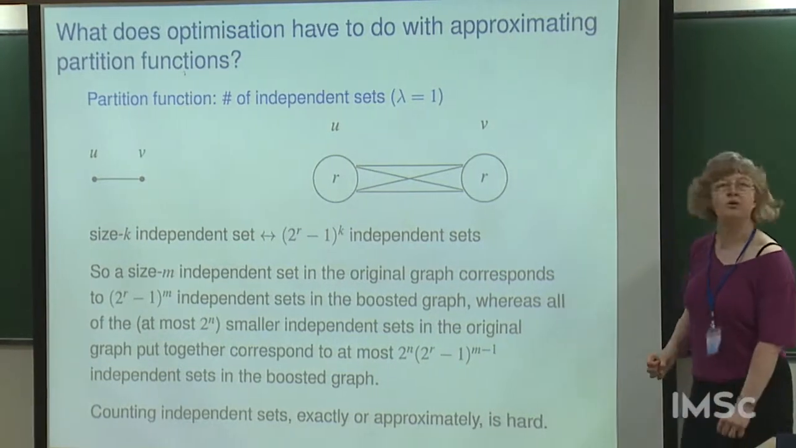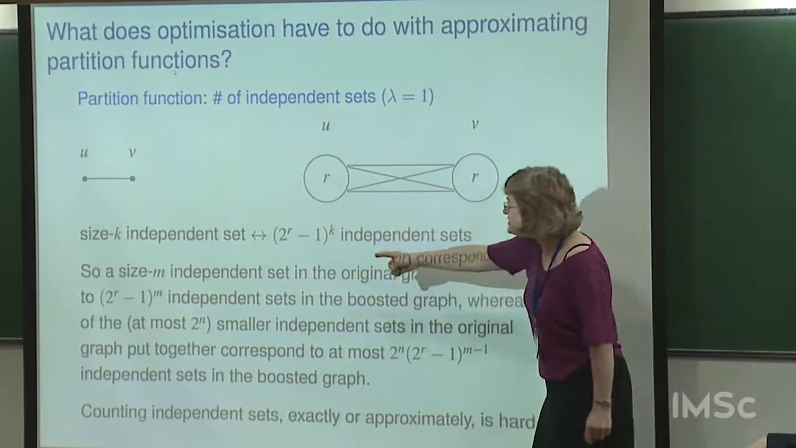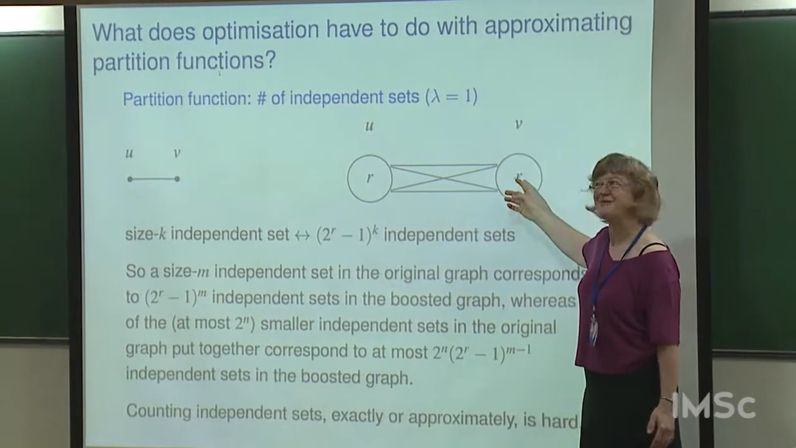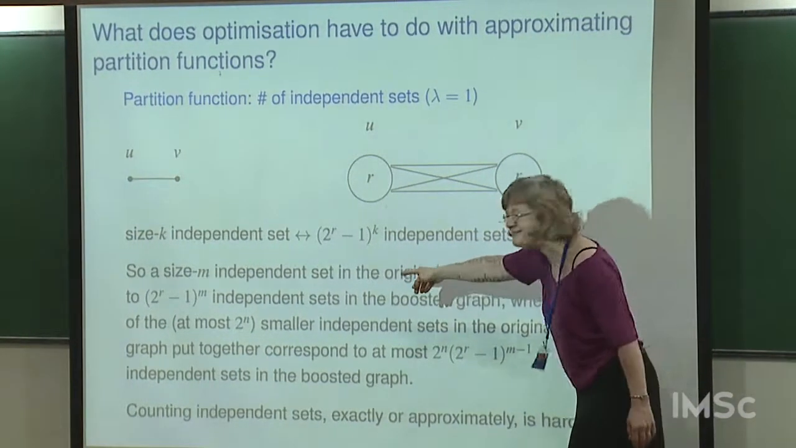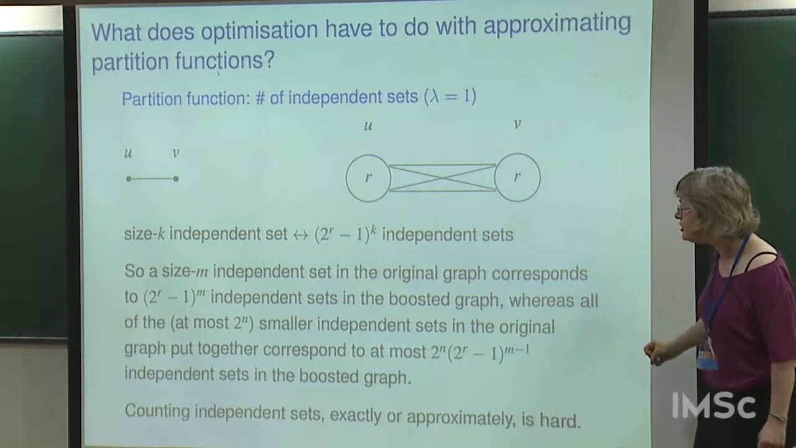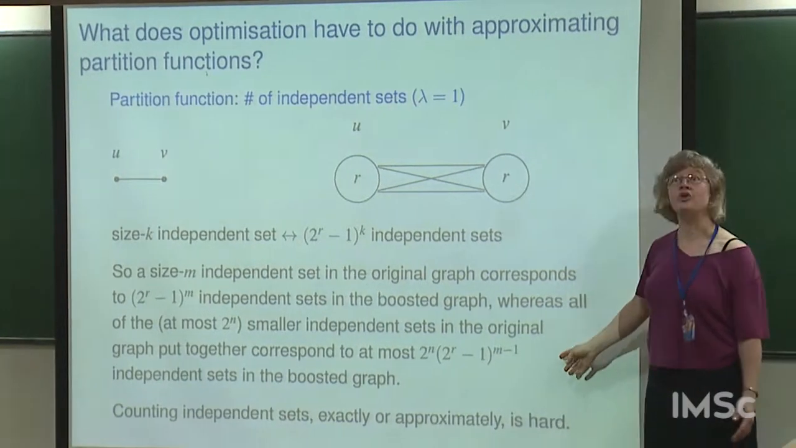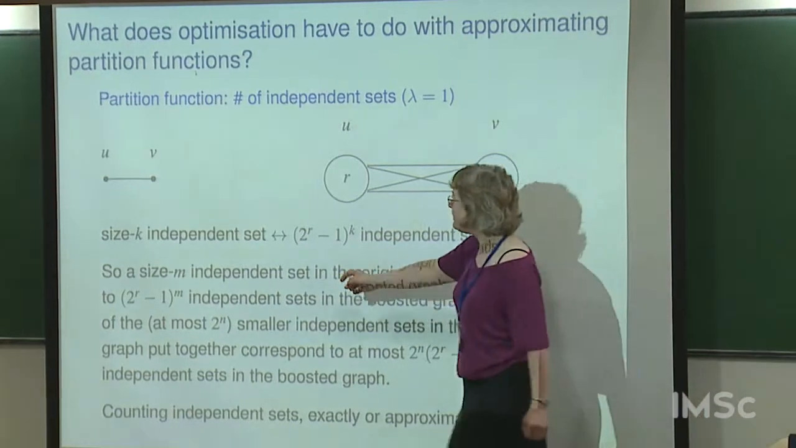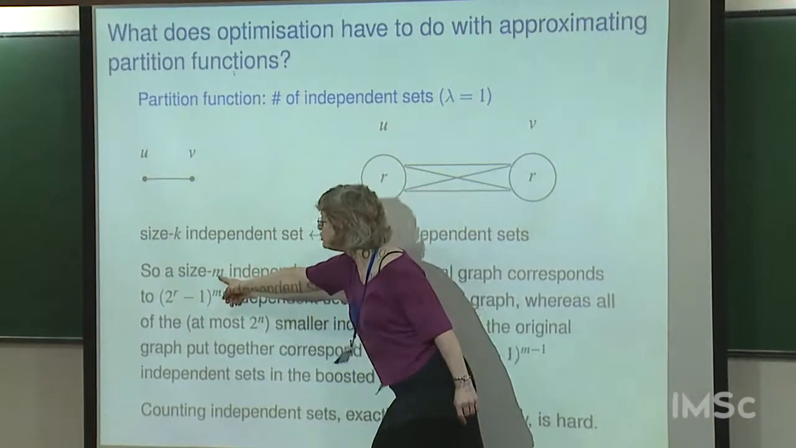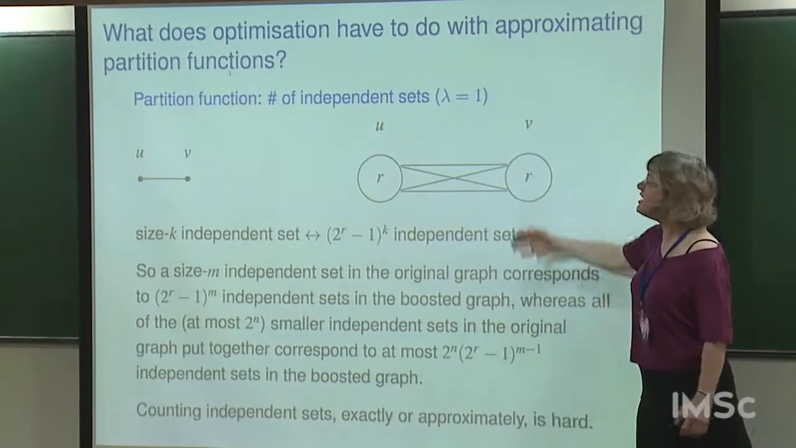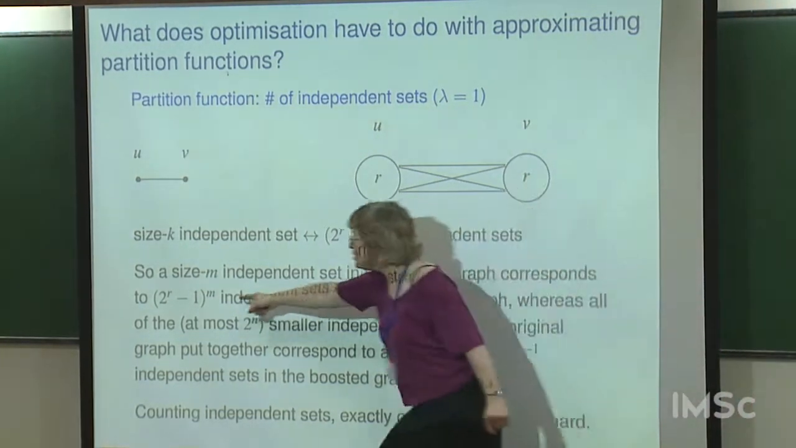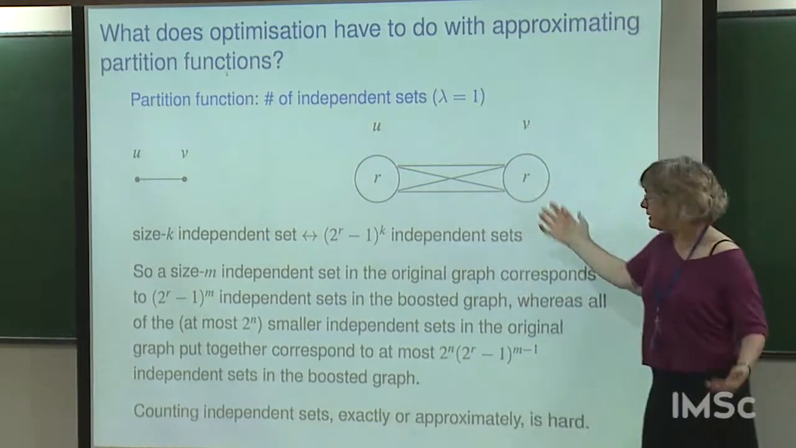Okay, so here's the argument. We know that if you have a size m independent set in the original graph, obviously it's 2 to the r minus 1 to the m over here. Now, what about smaller? Say m is the max independent set. So if the maximum independent set in our original graph has size m, then over here we would represent that 2 to the r minus 1 to the m times.